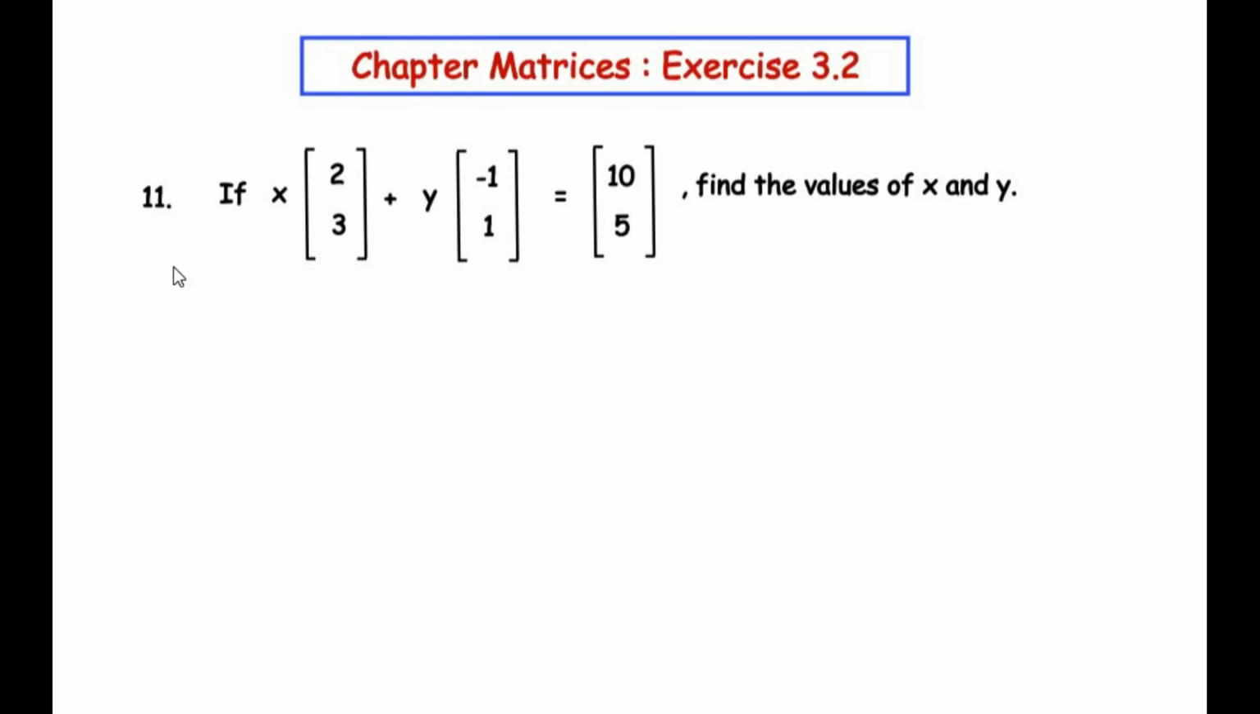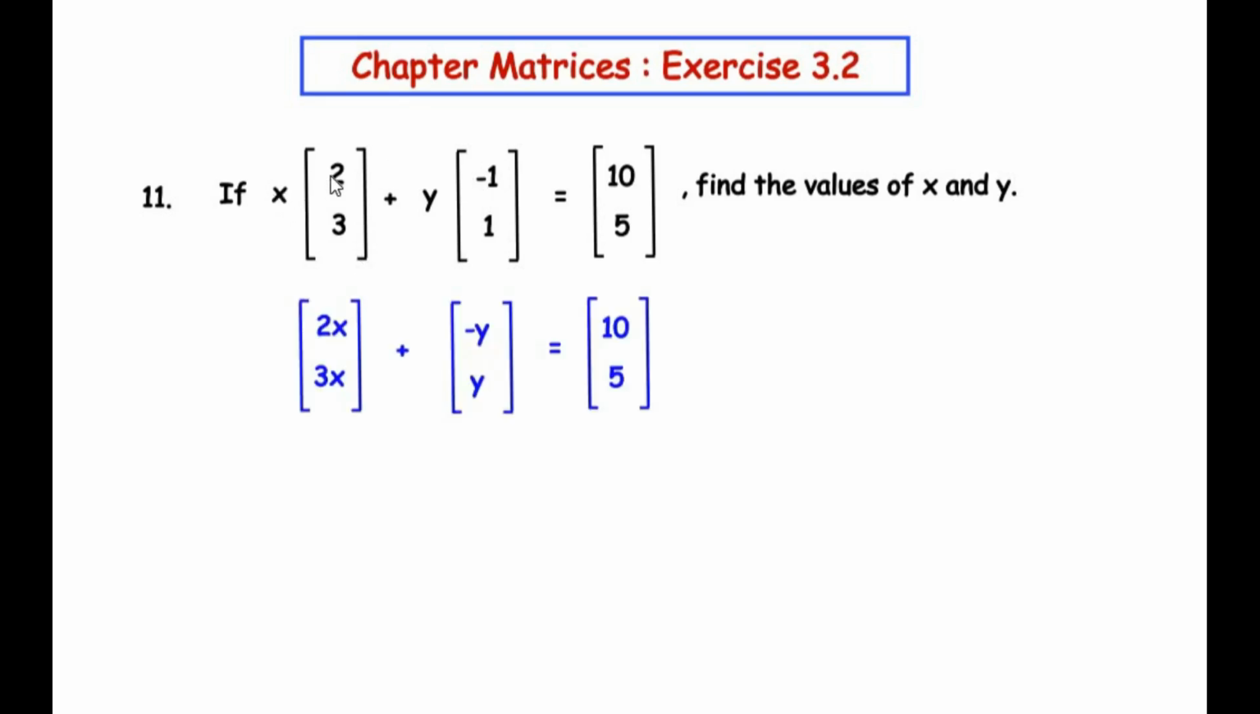In this video we are going to solve question 11 to 16 from exercise 3.2, matrices chapter. If x times the matrix plus y times the matrix is equal to the given column matrix, find the values of x and y. So let us begin by multiplying x and y with their respective matrices.